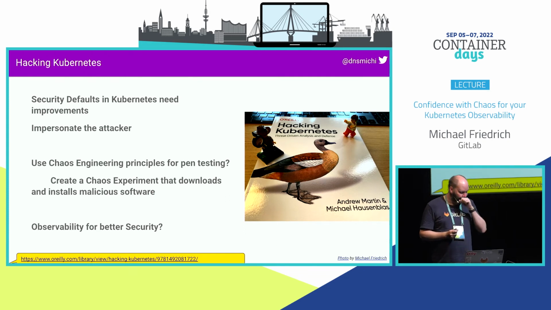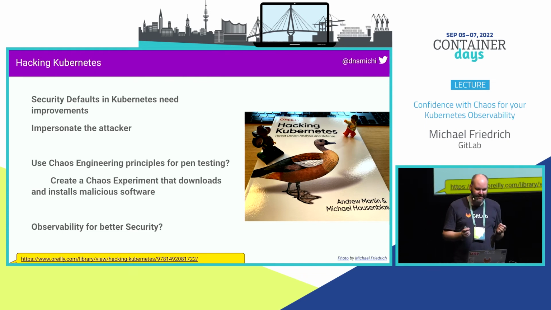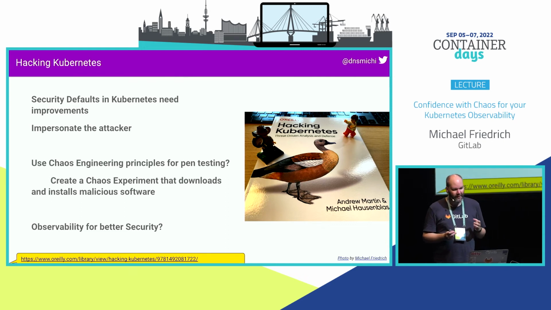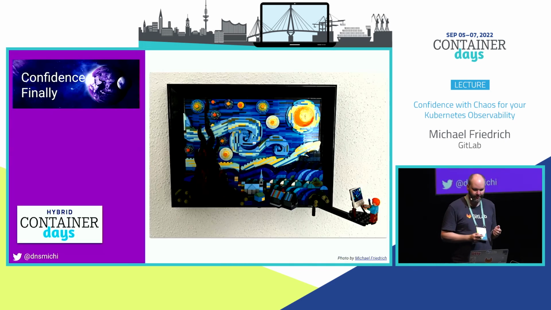Now, the other thing I want to bring to your attention is hacking Kubernetes. So the security parts and thinking of impersonating the attacker, and maybe use chaos engineering principles for pen testing. I'm talking too much. Yeah, and maybe have observability for better security in that regard.